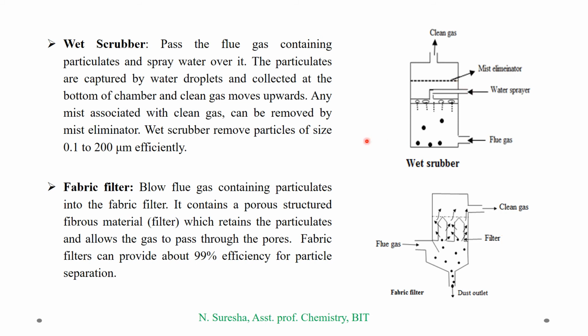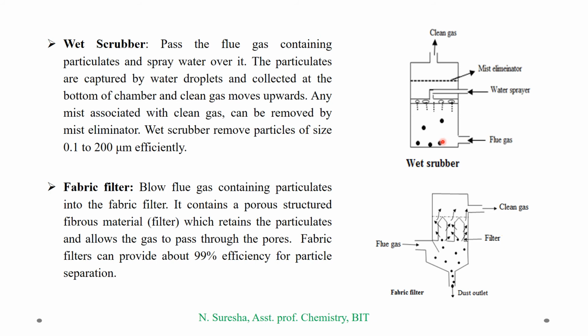In this method, particles of size from 0.1 to 200 micrometer can be removed efficiently. So wet scrubber: in the wet scrubber, the flue gas containing the particulate matter is blown inside the wet scrubber from the bottom.